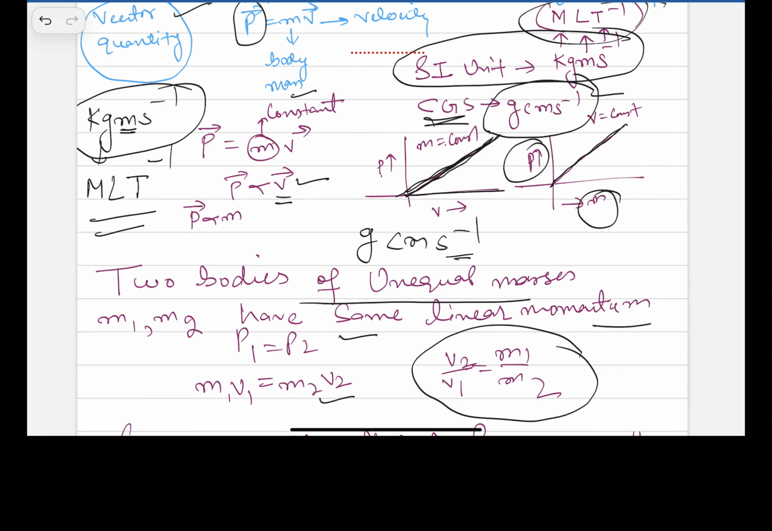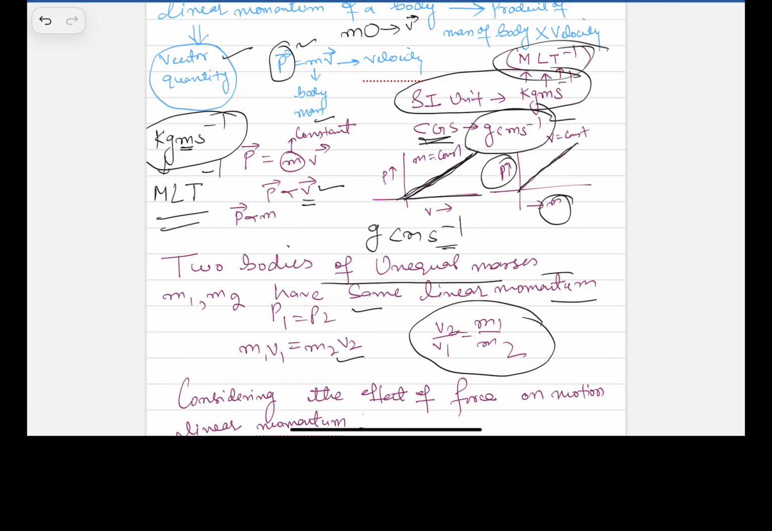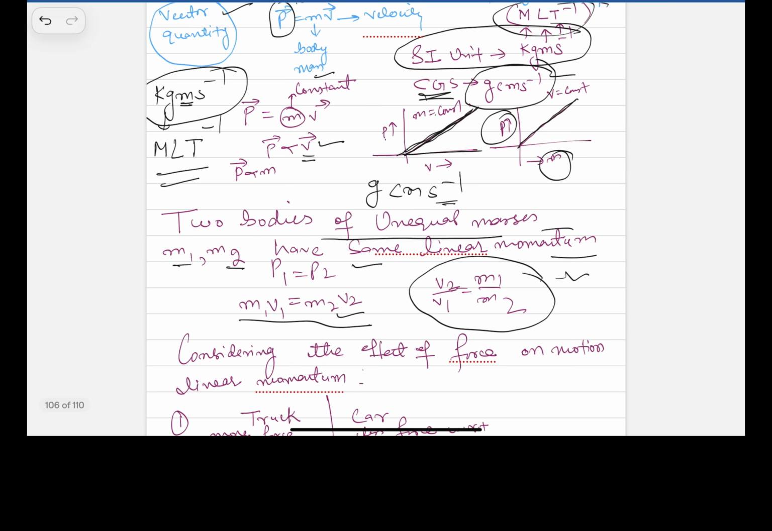For two bodies, let's take two bodies of unequal masses, for example m1 and m2. They have the same linear momentum, that is p1 equal to p2. We will equate this equation and we get v2 upon v1 equals m1 upon m2. So what we see here is that the velocities of bodies having equal linear momentum vary inversely as their masses. That is, a heavier body has a smaller velocity and a lighter body has a greater velocity.